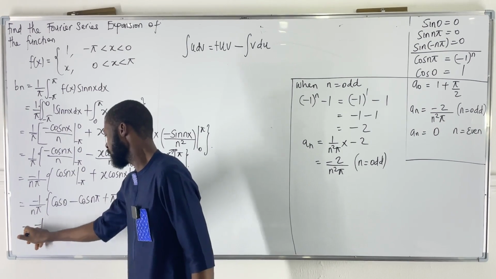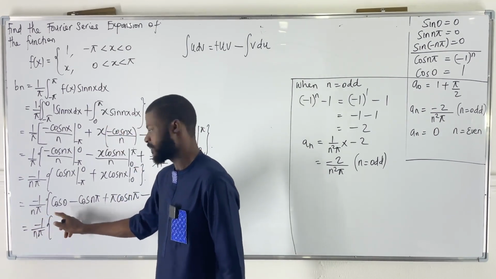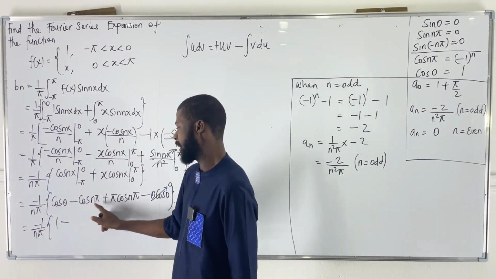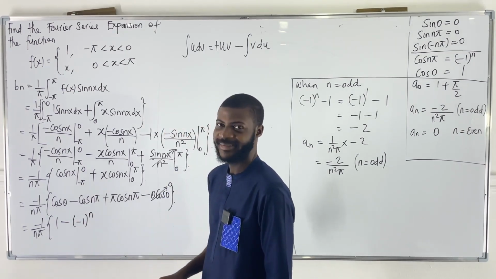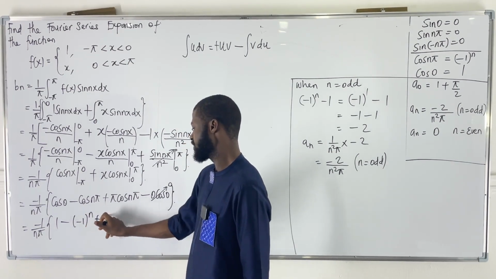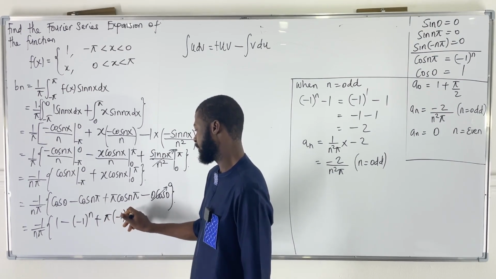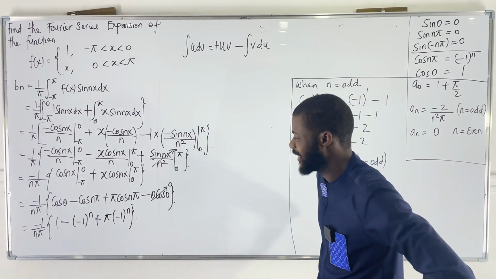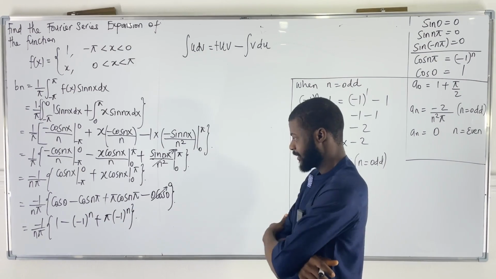So this is minus 1 over n pi, cos 0 is 1, special angle. Minus cos n pi, this is minus 1 to the power of n. Plus, this one right here, this is pi, cos n pi again is minus 1 to the power of n. This is a lot.